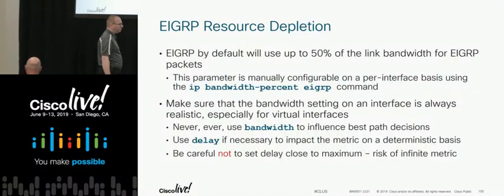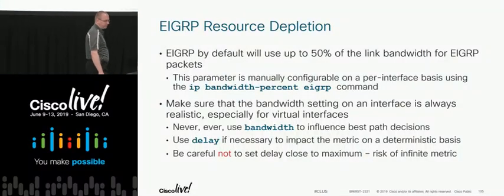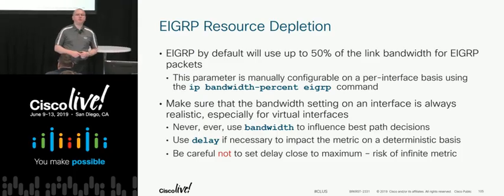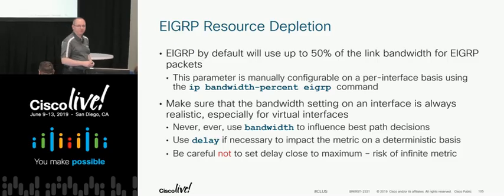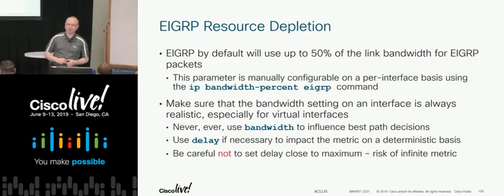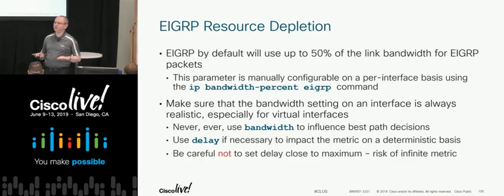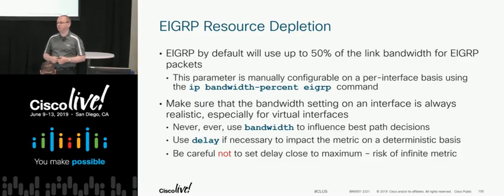A couple of specific features here, specific functions. As I mentioned already, EIGRP is going to consume up to 50% of the bandwidth on the interface, so be mindful that the bandwidth setting itself should be reasonable. What I ask you, and I cannot emphasize it enough, do not use bandwidth as a means to make a path more or less favored. Use delay for this purpose. Don't try to get smart with bandwidth, because EIGRP typically outsmarts you in a very bad way.